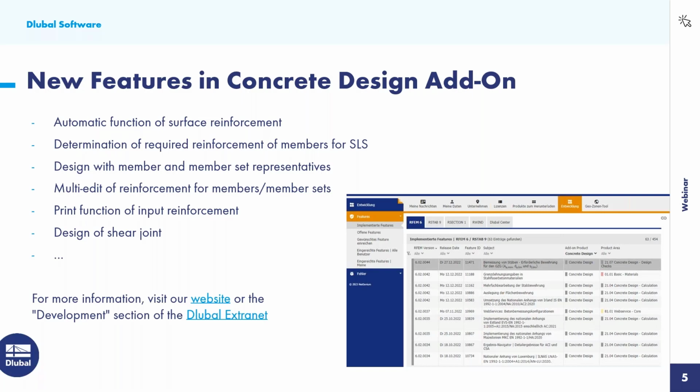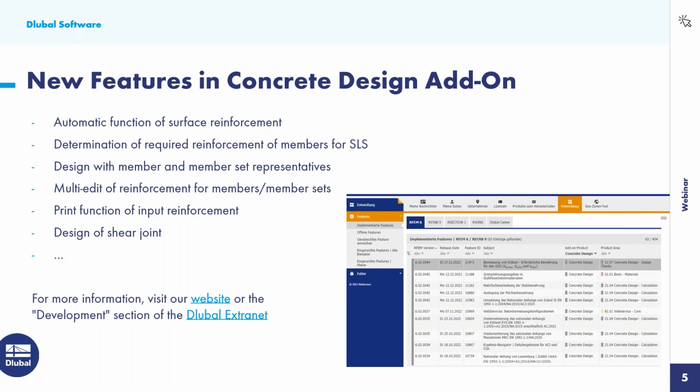If we have entered a reinforcement and we have a certain reinforcement layout inside our member, then we have a new function for printing graphics of this reinforcement template or proposal into the printout report. I will show this also to you. And I will show you how to activate the design check for this shear joint in the add-on.